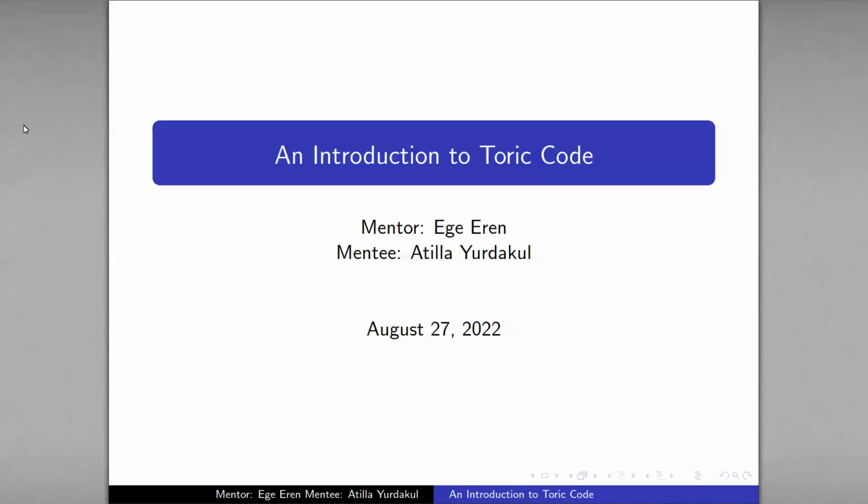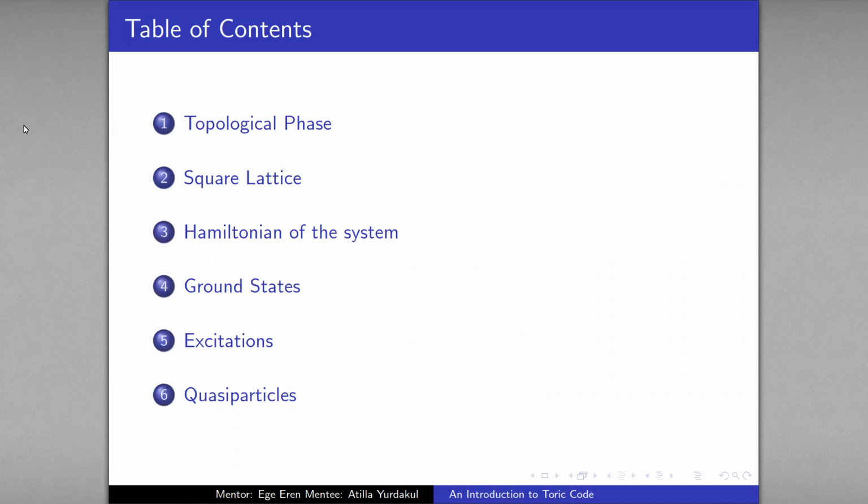Okay, we will do a brief introduction to the Toric Code. We will talk about the topological phase, a square lattice, and the Hamiltonian of the system, which gives the total energy of the system, the ground states, excitations, and cross particles.